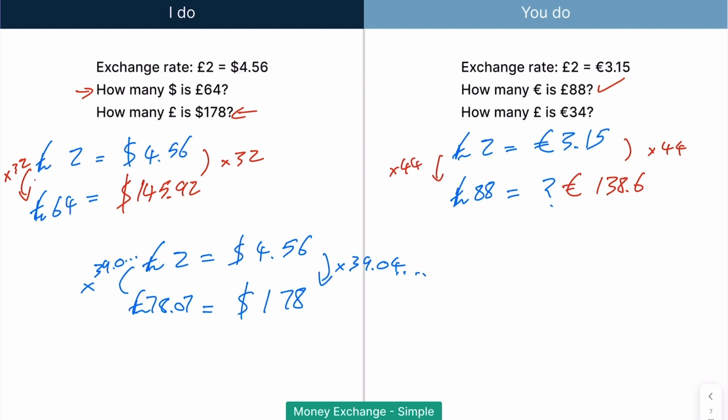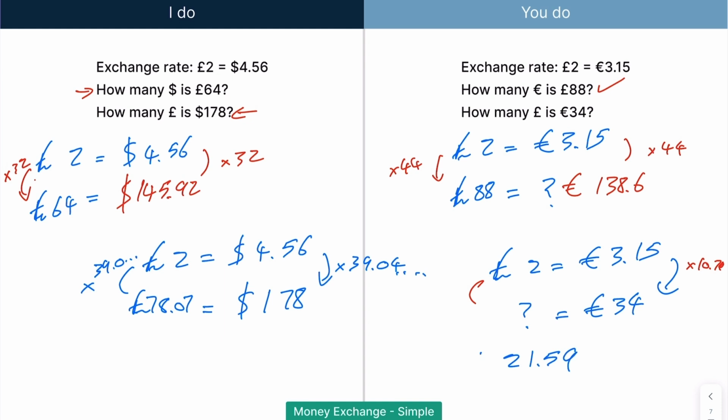Now, if I look at the next one, again, I'm going to write out the exchange rate, £2 is equal to 3.15 euros. This time, we've been given the euros, and we've been asked to find this. So how do I go from here to here? Well, that would be 34 divided by 3.15, and that tells me I'm going to multiply this by 10.79. And on this side, I would do the exact same, multiply that by 10.79, and that gives me an answer of £21.59 if I round that.